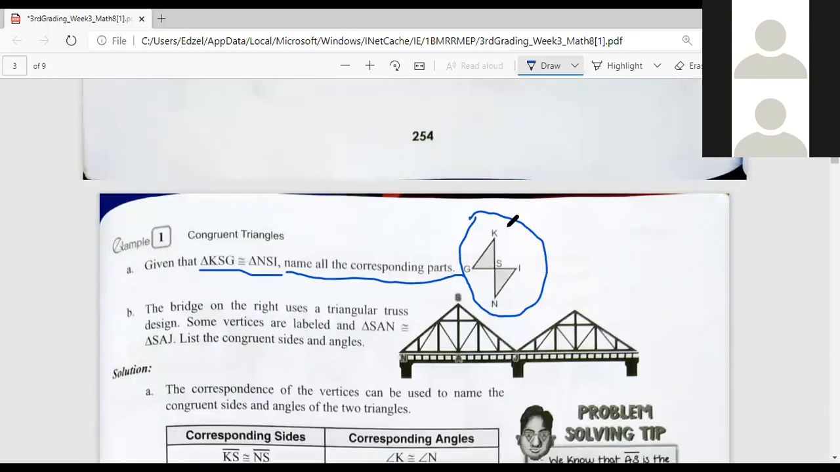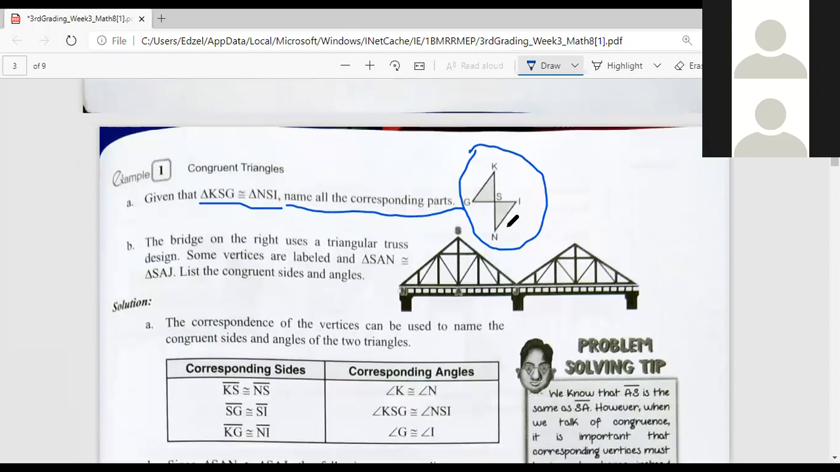So, Riza, what are the corresponding sides? Side KG corresponds to side NI. Side SI corresponds to side SG. And then side KS corresponds to side NS. So those are the corresponding sides.